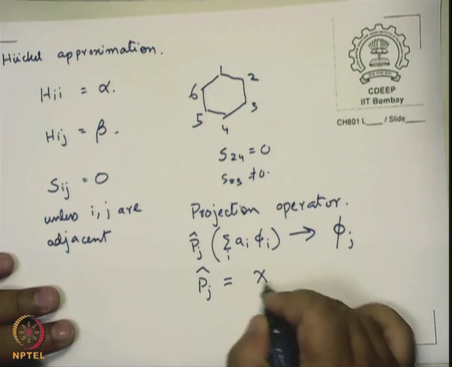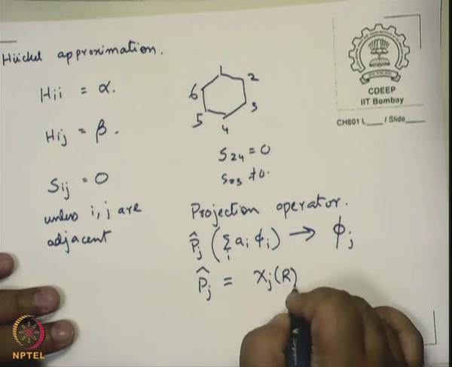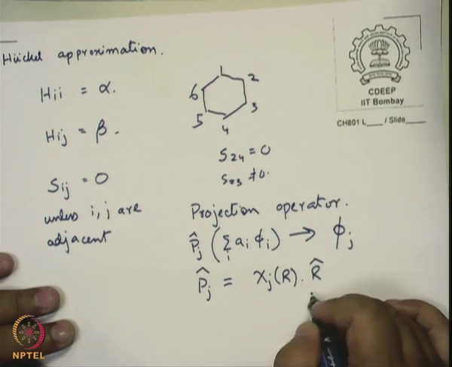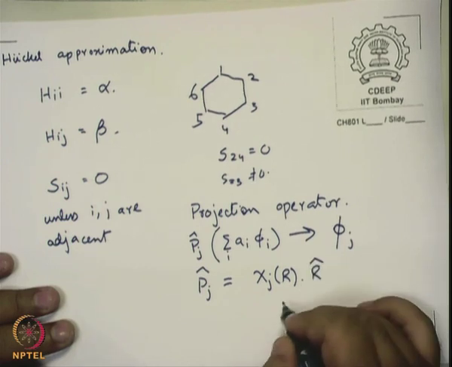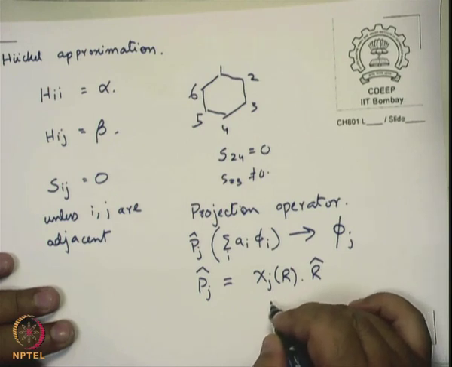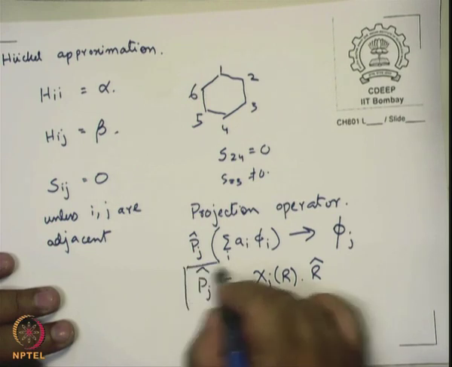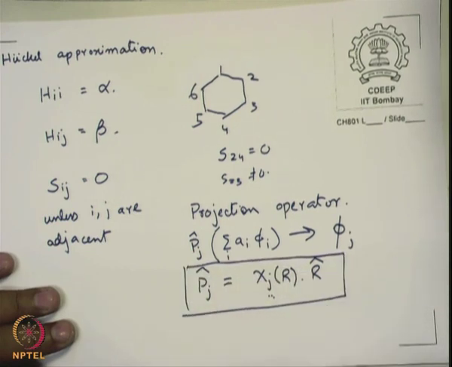P_j is χ_j(R) multiplied by R hat, where R hat is a symmetry operation. χ_j(R) is the character for that same symmetry operation in the jth irreducible representation. All right. So, that is what we are going to do today, and the system that we are going to study is naphthalene, where your Hückel approximation is going to be applicable.